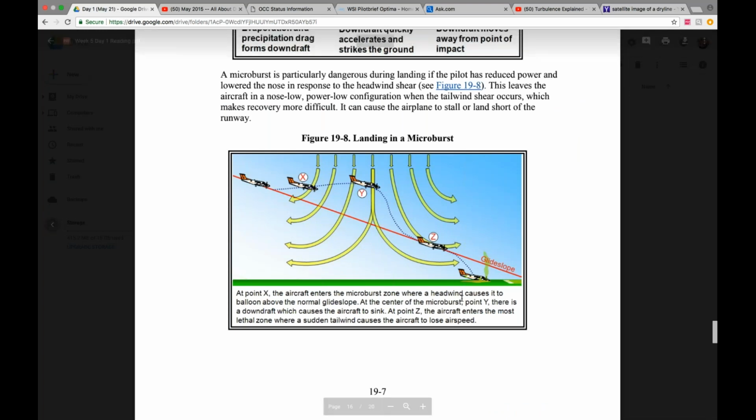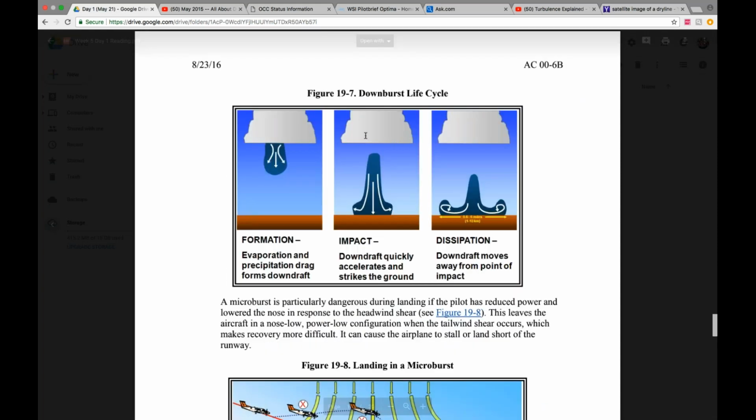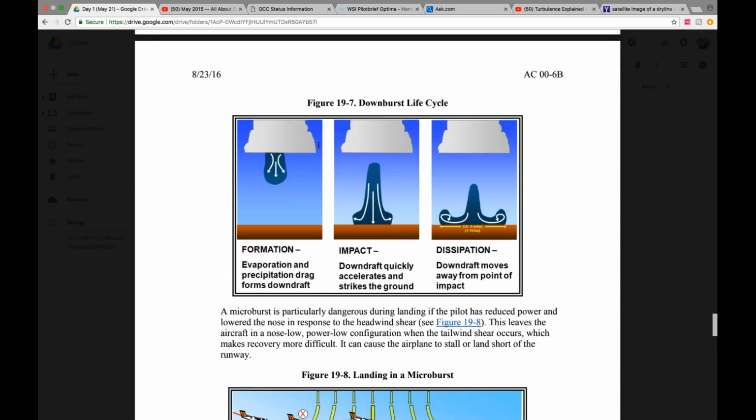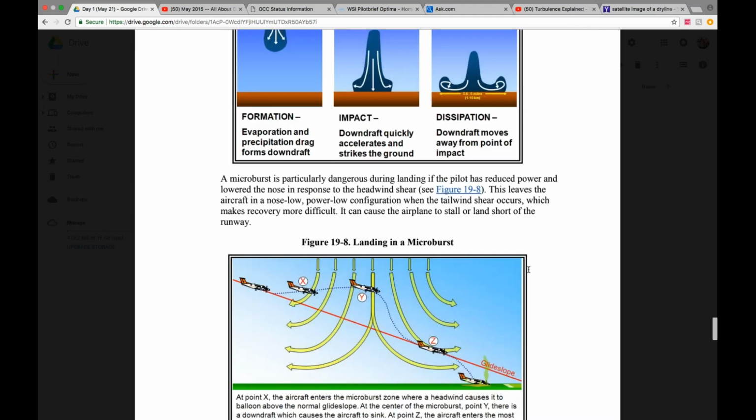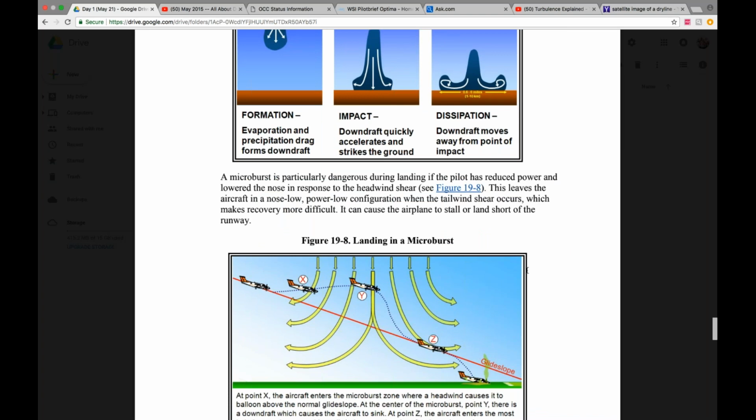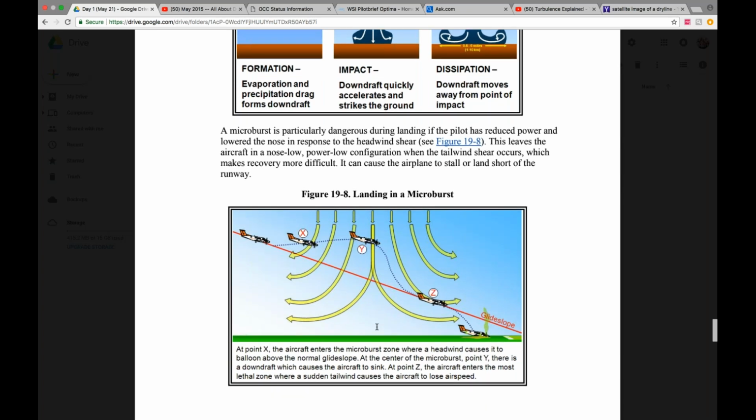Okay. So what happens is we have this extremely strong wind. We just had a thunderstorm roll past, right? So evaporation and precipitation drag forms a downdraft. Once it impacts, it quickly accelerates and strikes the ground and then dissipates. Okay. So these downdrafts or microbursts, I think their average life cycle is something like 2 to 5 minutes, and then they're gone. But extremely dangerous because of the high-speed winds.